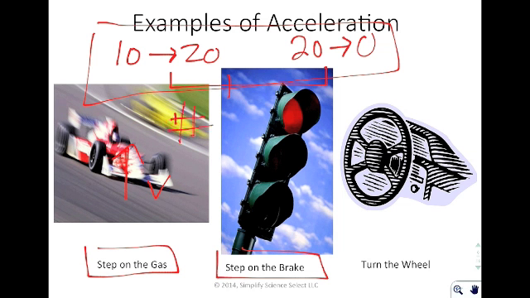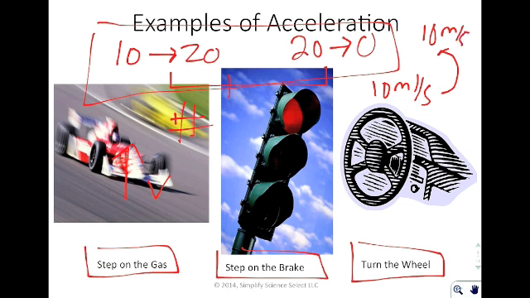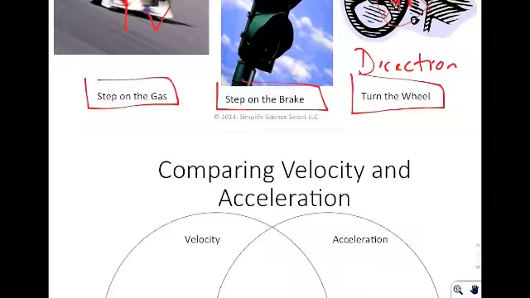You can also change the velocity by changing the direction, and that's accomplished by turning the wheel. You could be going 10 meters per second, turn, and be going 10 meters per second in the opposite direction. If you do that, there's no change in the magnitude, there's no change in the number, but there's a change in the direction. If either the direction or the magnitude changes, you've had an acceleration.